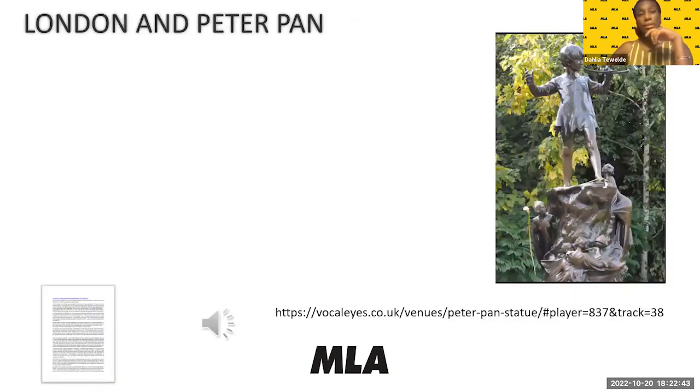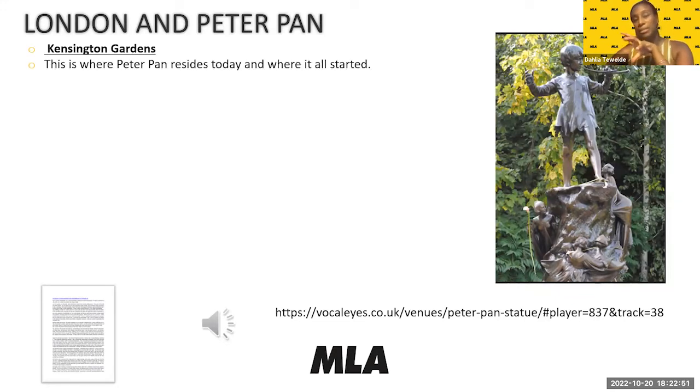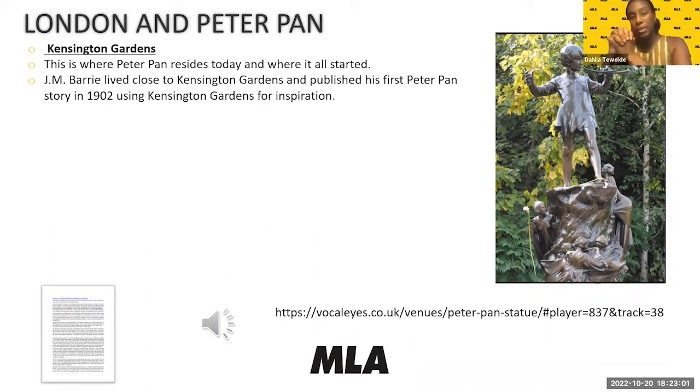Exactly, definitely. Right, so Peter Pan is set in London, and within the book we do meet quite a few places, and one of them is Kensington Gardens. This is where Peter Pan resides today, because there is a statue of him, and where it all started. J.M. Barrie lived close to Kensington Gardens and published his first Peter Pan story in 1902, using Kensington Gardens for inspiration.